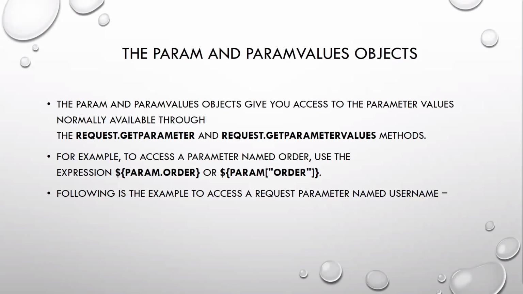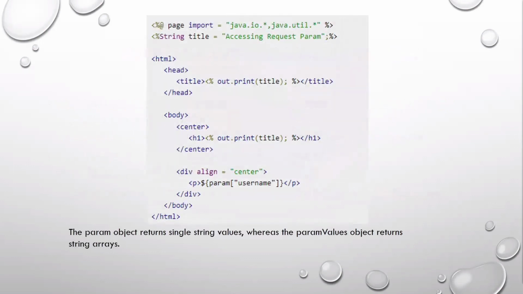Following is the example to access a request parameter named username. The param object returns single string values, whereas the paramValues object returns string arrays. So here is the example.